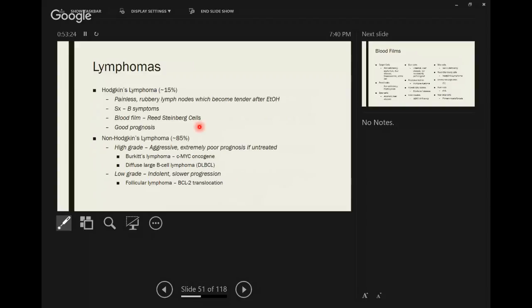It's pretty easily cured. Non-Hodgkin's lymphoma has multiple different types. You can have high grade, which is aggressive, poor prognosis if untreated, like Burkitt's lymphoma and diffuse large B-cell lymphoma, or low grade, which is indolent, slower progression, something like a follicular lymphoma, which is because of the BCL2 translocation.